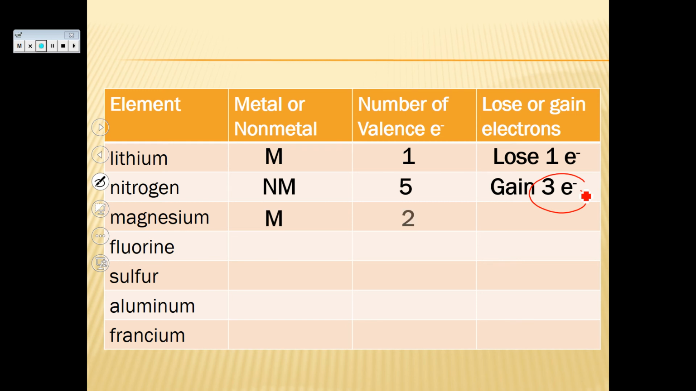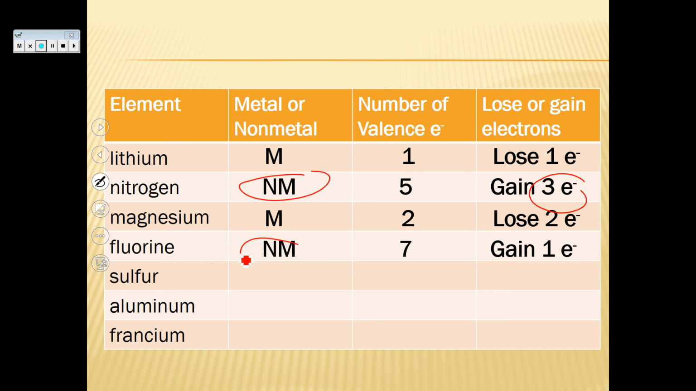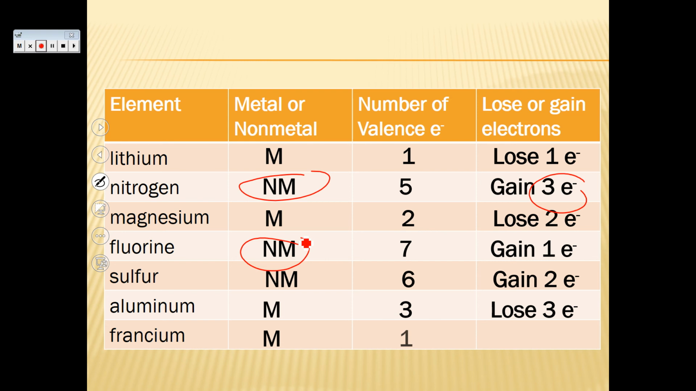Magnesium is a metal. It has 2 valence electrons. It will lose those 2. Fluorine is a nonmetal. It is in group 7, so it has 7 valence electrons. It will gain 1 to bring it up to 8. Notice that the nonmetals gain enough electrons to bring them up to the number 8. Sulfur is a nonmetal. It has 6 valence electrons because it is in group 6. It will gain 2. Aluminum is a metal. In group 3, it will lose its 3 valence electrons. Francium is a metal. In group 1, it will lose 1 valence electron.